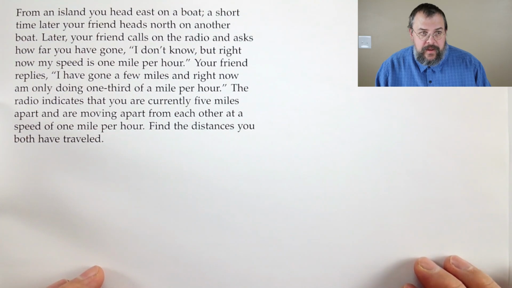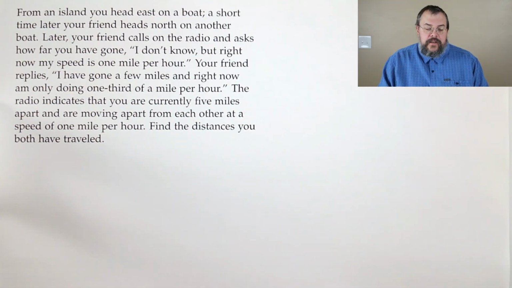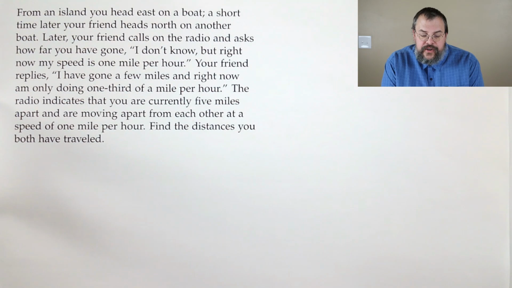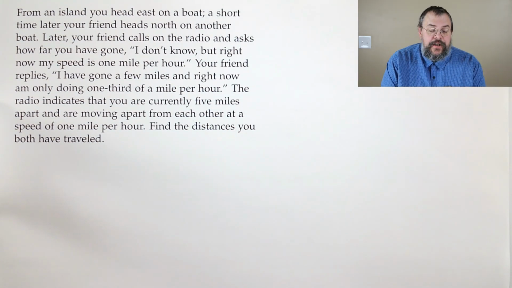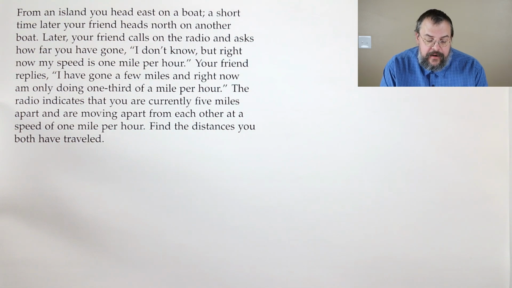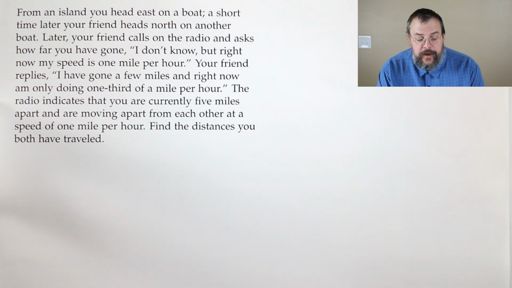Okay. Now, from an island, you head east on a boat. A short time later, your friend heads north on another boat. Well, that's pretty good. We probably couldn't have the same boat at the same time. Later, your friend calls on the radio and asks how far you have gone. I don't know, but right now my speed is 1 mile per hour. Your friend replies, I have gone a few miles, and right now I'm only doing 1/3 of a mile per hour. I guess your friend is a little bit older, but that's all right.